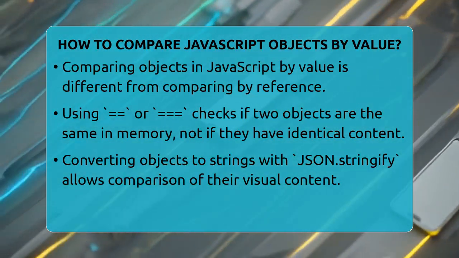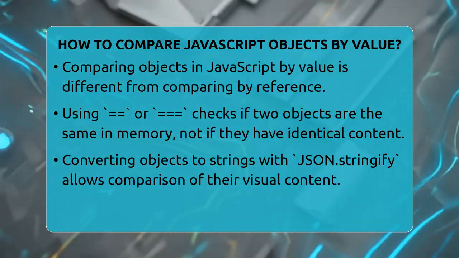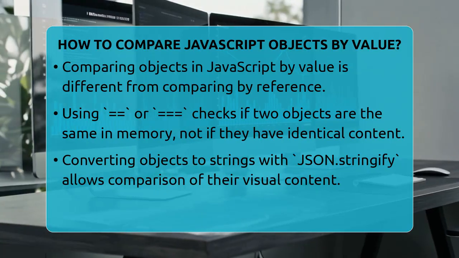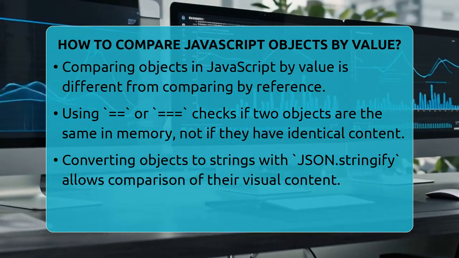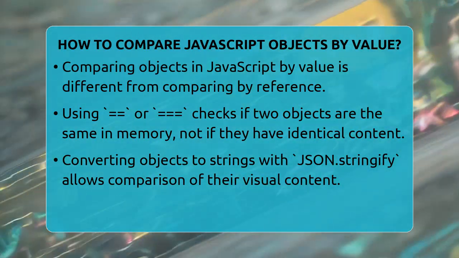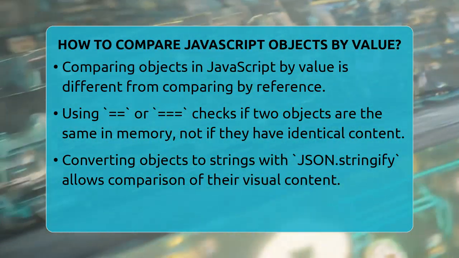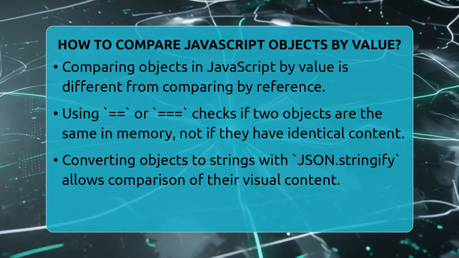How to compare JavaScript objects by value. Imagine you have two boxes filled with the same items, but they are in different places. You want to know if they are truly identical inside, not just if they are the same box. That's what comparing objects by value is all about.